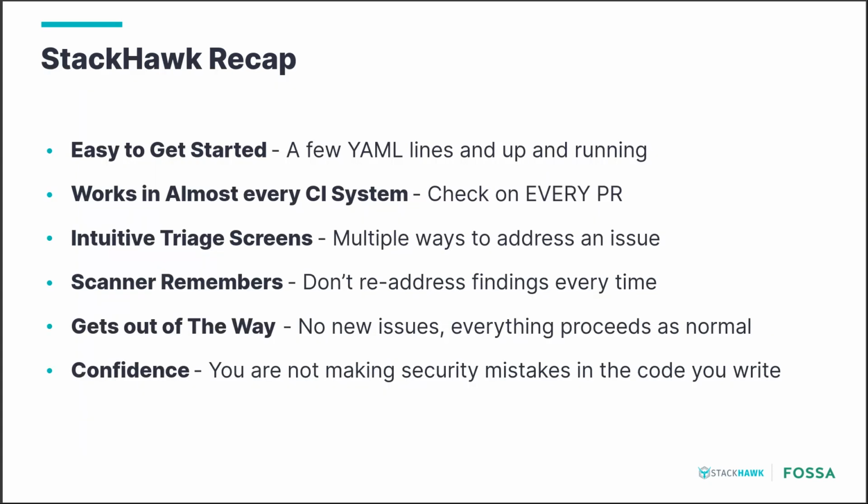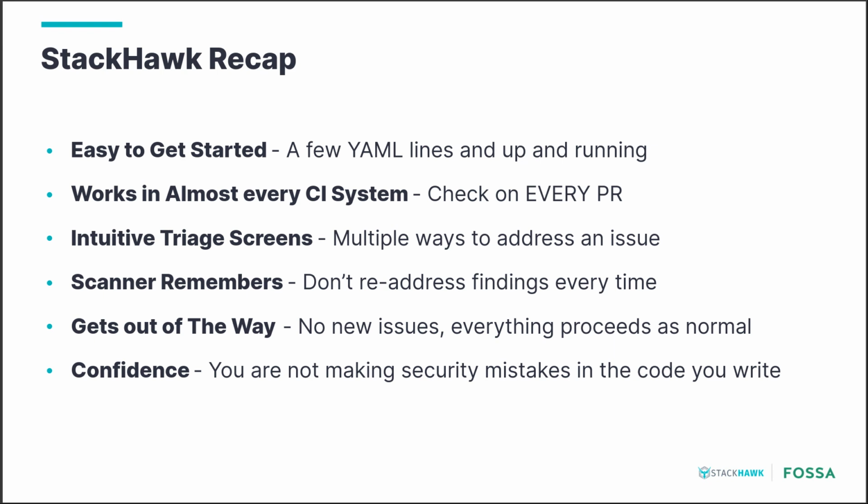Quick recap of Stackhawk. It's super easy to get started. It's a few lines of YAML configuration. We're going to look at that a little bit as well. It works in almost every CI system. You can definitely wire these checks up on every PR or on code commit, however you'd like to make that work. There are multiple ways to address an issue. You can go, I'm going to fix this right now, and you don't have to do anything except write code and recommit it.